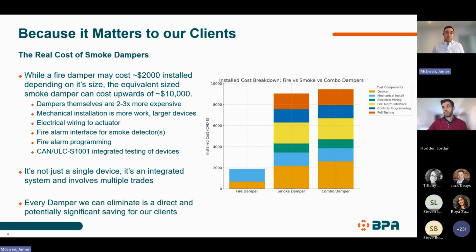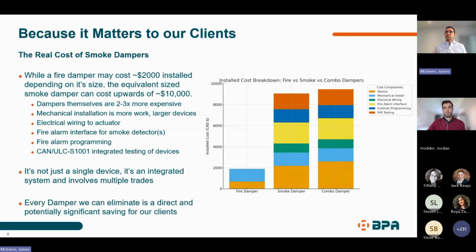The whole system then needs to be programmed, and it needs to be tested for the CAN ULC testing of systems. So there's a lot more that has to go into the installation of those devices, and so they just get more expensive, quite a bit more expensive than a simple fire damper.